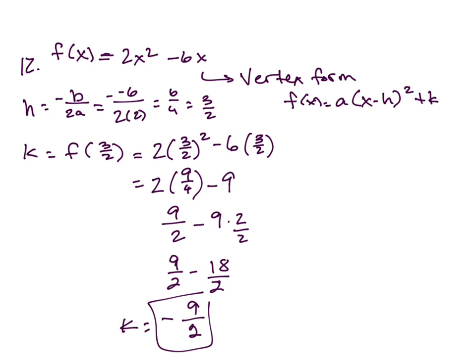So now I need to fill in my numbers. I got to write it in vertex form. F of x equals, what's A? 2. This 2 right here. 2 times x minus, what's h? 3 halves. That's this number right here. X minus 3 halves squared, minus 9 halves. That's your K value.